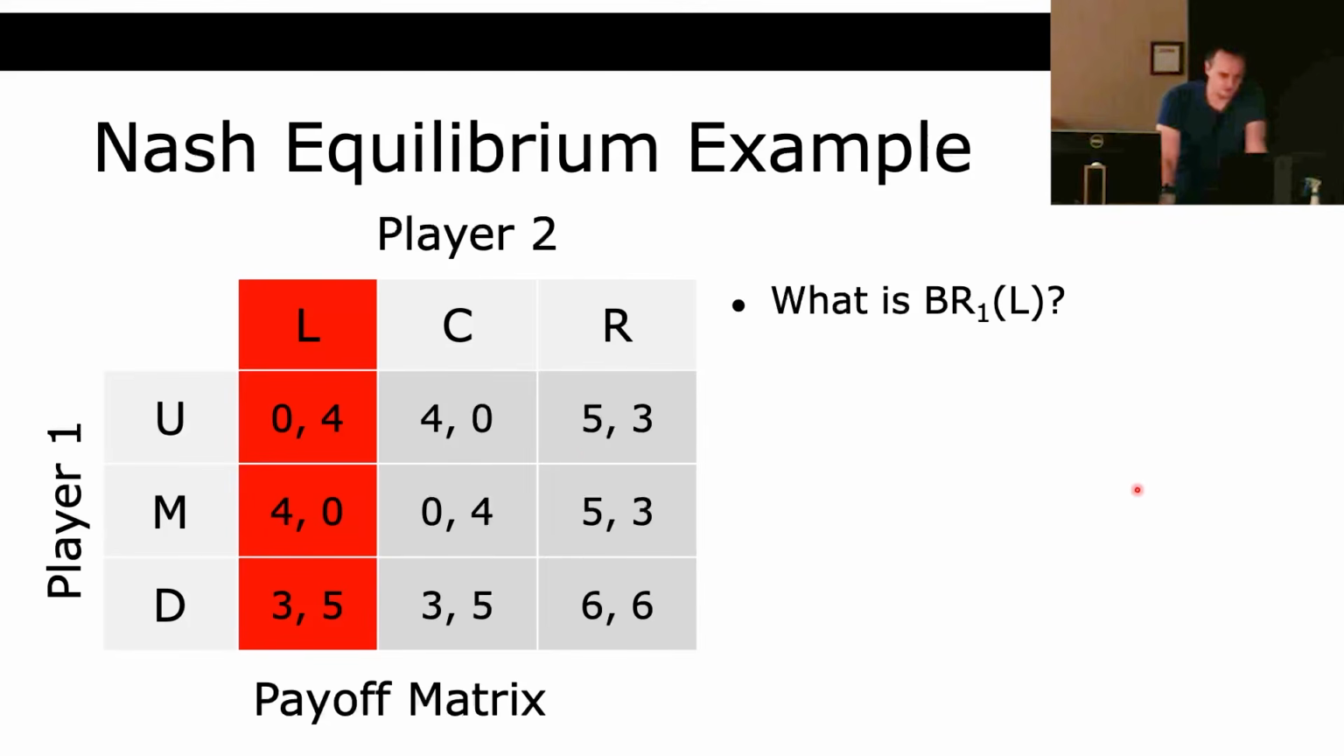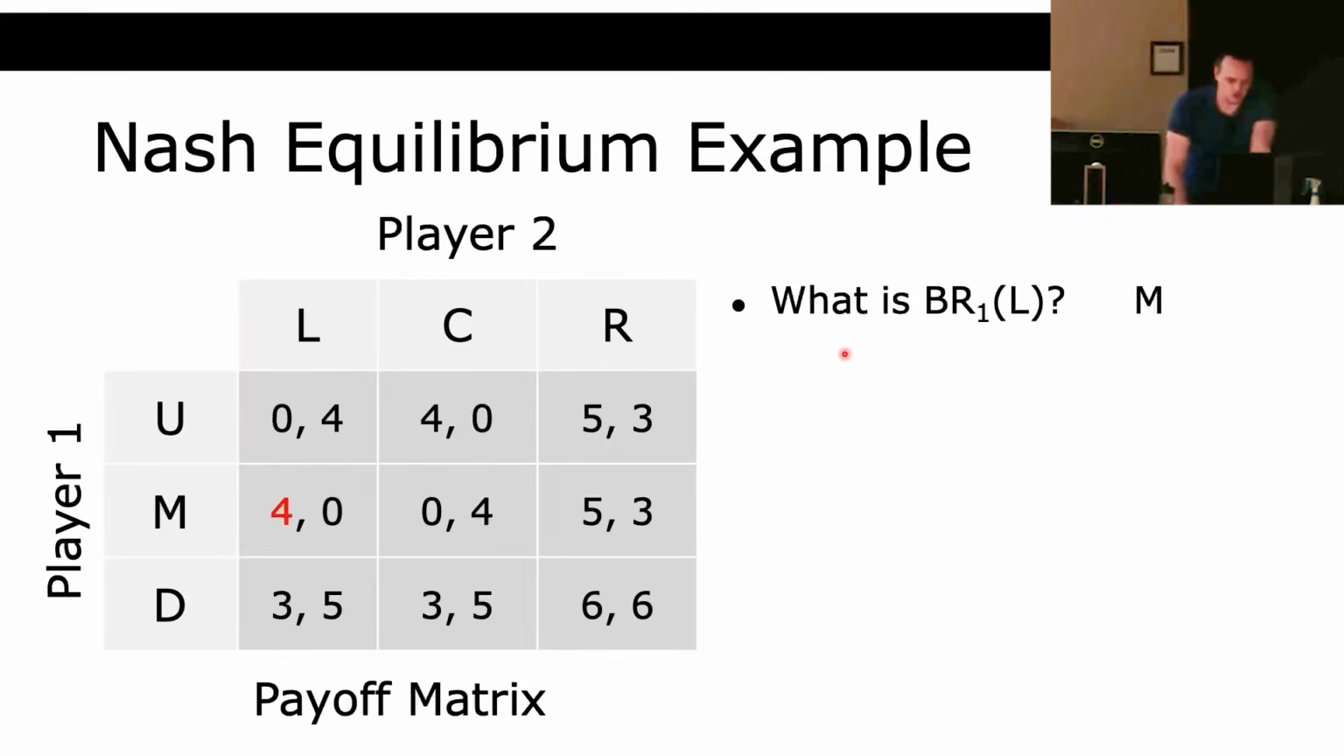It's pretty easy, right? So here, again, please don't just say the answers. It's a little distracting. So I'm going to go through it. If they choose L, my up gives me 0, mid gives me 4, down gives me 3. Therefore, I'm just going to mark that my best response as player 1 to player 2's L was M. Okay, so I've just colored that in red.